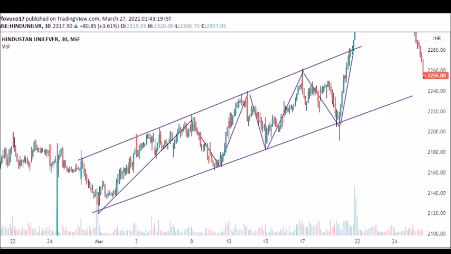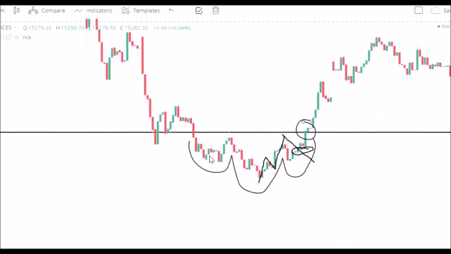Next, let's also check another pattern, that is head and shoulder. This is an inverted head and shoulder pattern. You can see the left shoulder is lower than the right shoulder. So this is a perfect inverted head and shoulder. So if you are a normal trader, where will you take the trade? Your entry point will be here if you are a normal trader.